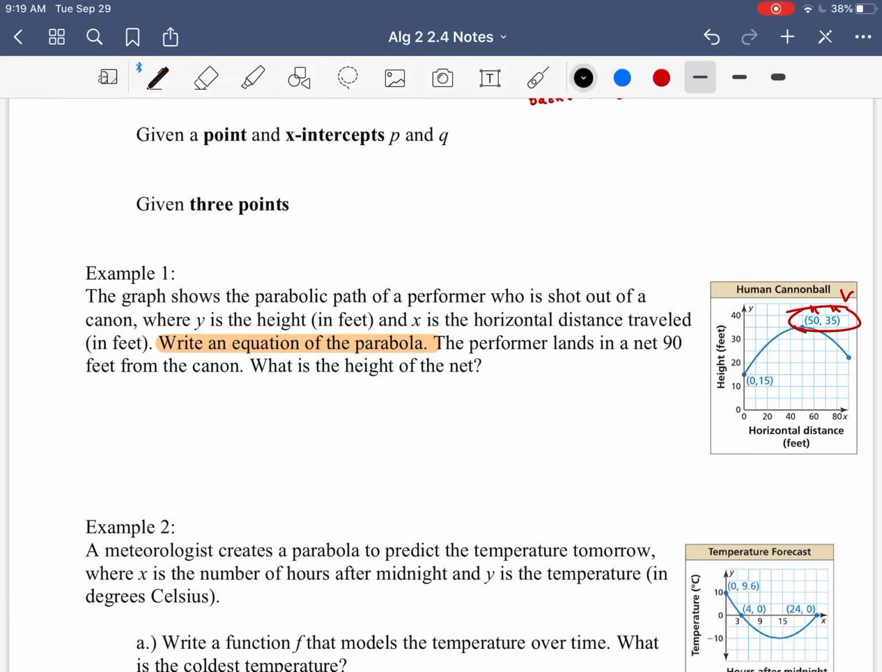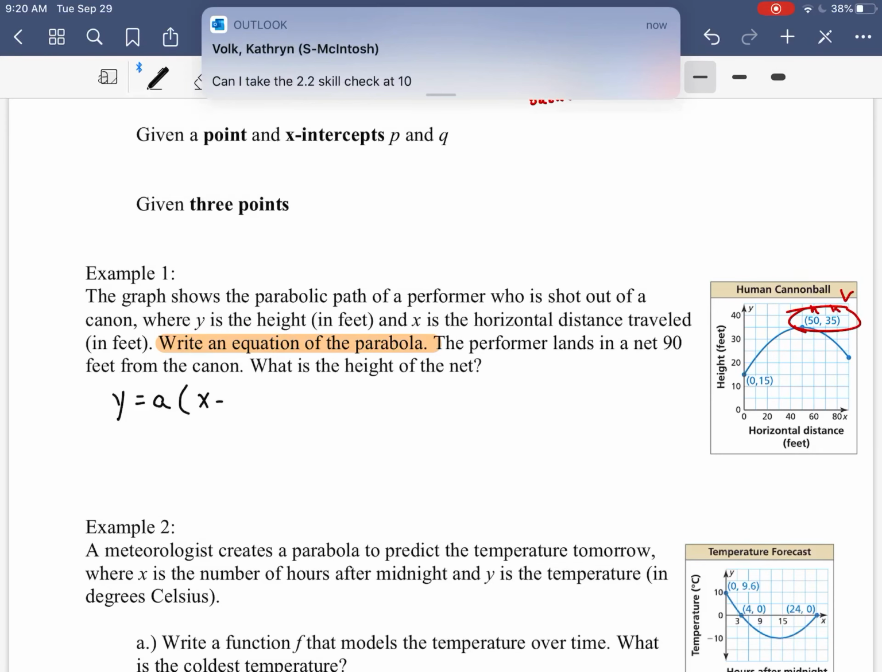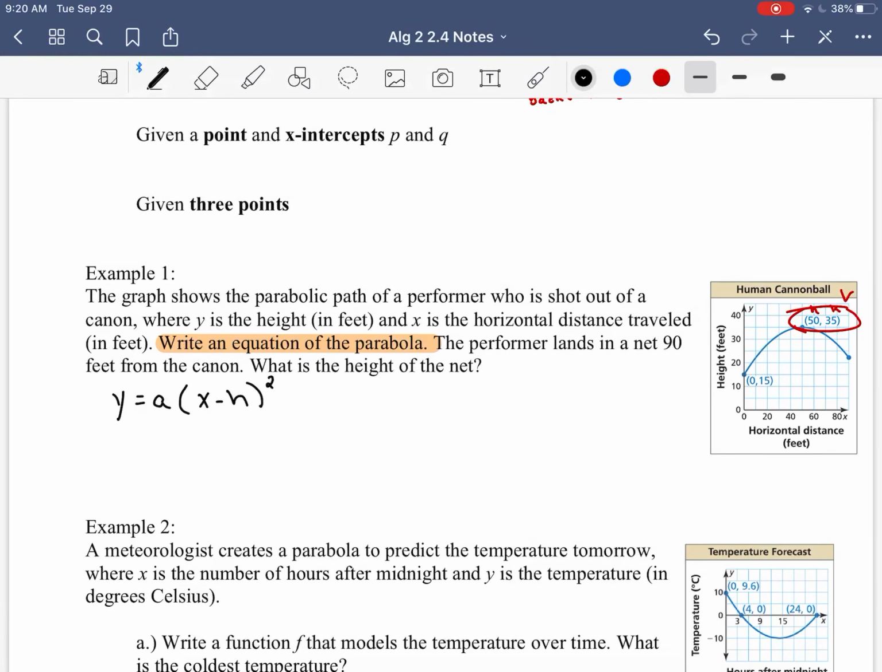I'm going to go ahead and at first just write vertex form: y equals a, there's our stretch and shrink, (x minus h) squared plus k. My h and my k is how far over. My original parabola, of course, is going to have a vertex of (0, 0) over here. So this is shifting 50 to the right and 35 up. 50 to the right is going to translate to my h, and 35 up is going to be my k.